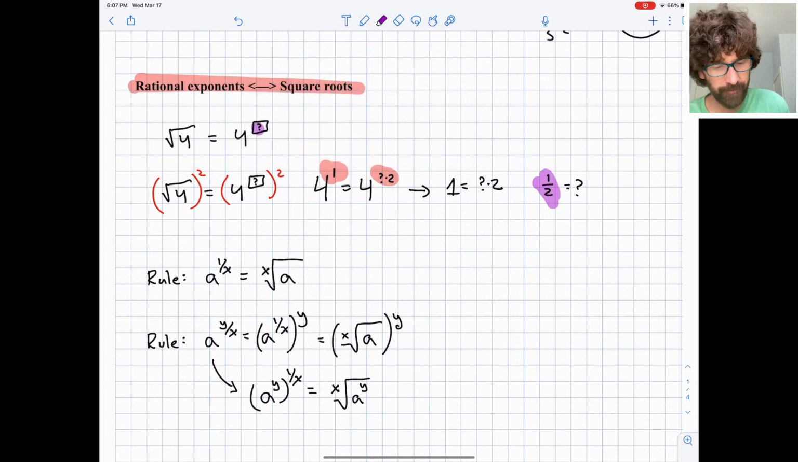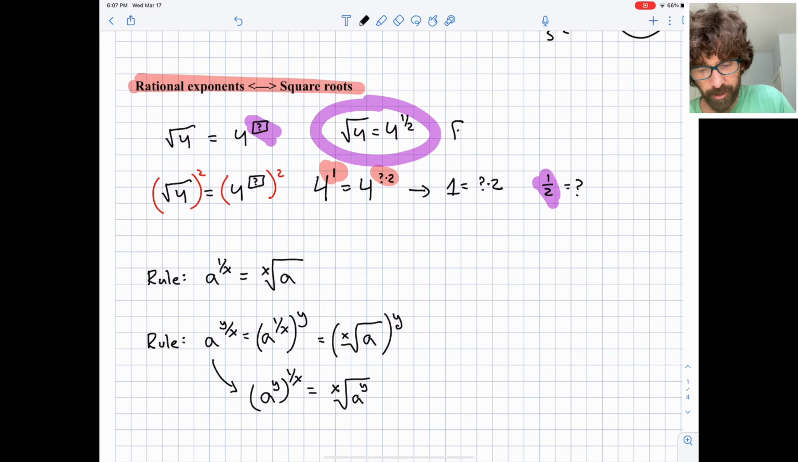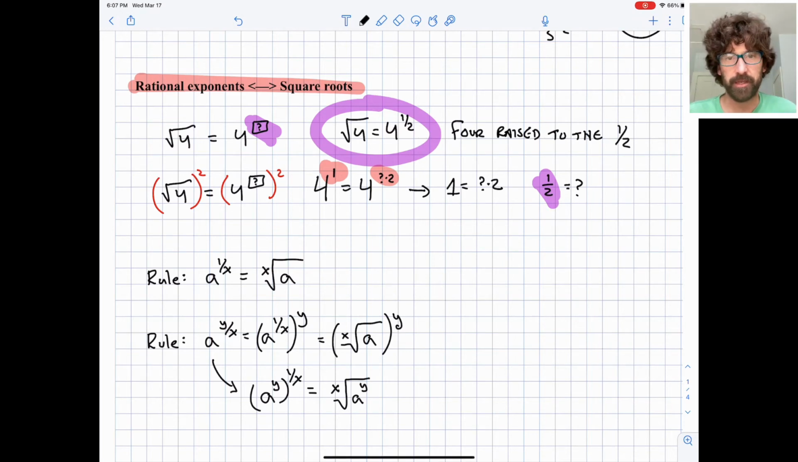Okay, so we have a half that can go up in there. And so really what all that means is that the square root of 4 is the same as 4 to the 1/2. And that's a pretty big deal, and that's what we'll be working with today. Okay, so to be absolutely clear, this is not the same as saying 4 times a half. Okay, 4 times a half is coincidentally also 2. But this really means 4 raised to the 1/2 power. Okay, that's really what that means. It's not a multiplication, it's a power, it's an exponent.